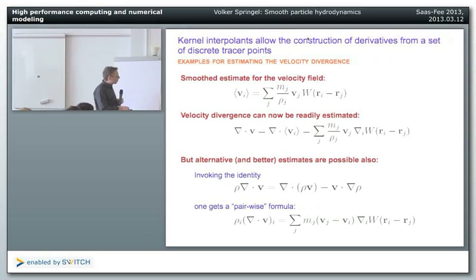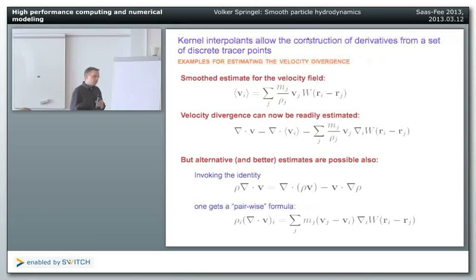And using this, you can also derive a pairwise estimator for the velocity divergence of particle i in this form, where for all your neighbors, you multiply the velocity difference into the gradient of the kernel. And this is one of the rules of wisdom in SPH. If you use pairwise estimators like this, you usually get better results, not in all cases.